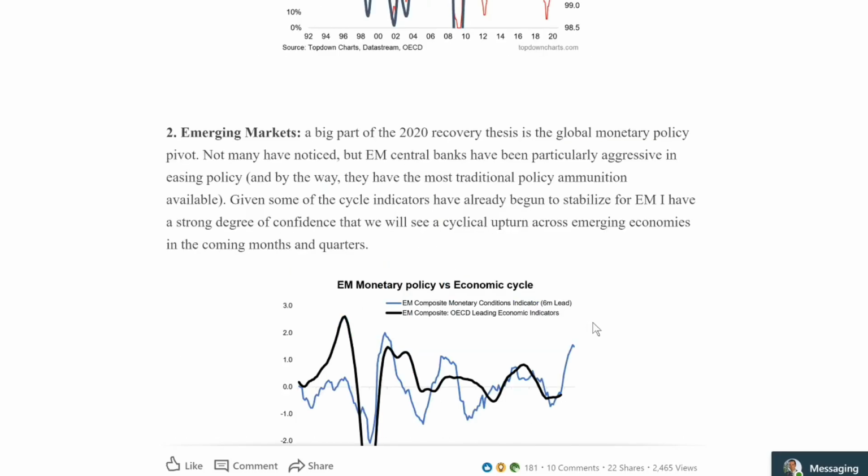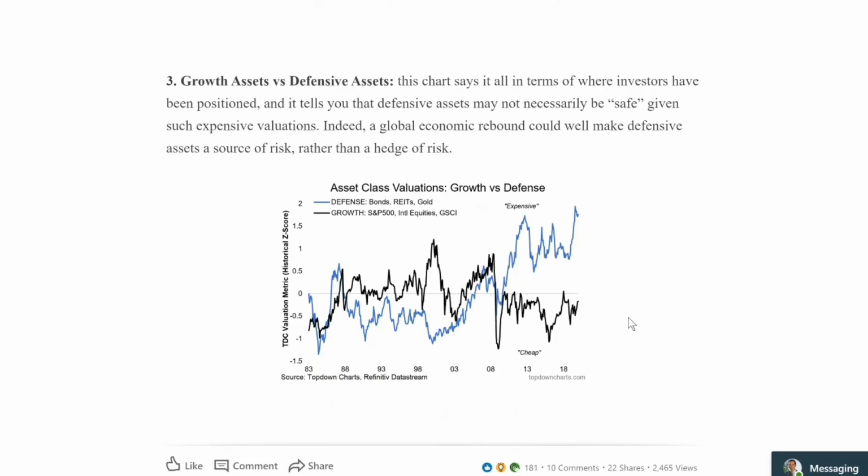So chart number 3 there is growth assets versus defensive assets. Let's explain the chart first. The defensive assets there, and we can debate whether they are true defensive assets, but typically these perform better when things aren't going well, and that's bonds, REITs, and gold. What you've got here is the Z-score of the historical average across those three assets, showing up as pretty extremely expensive, really.